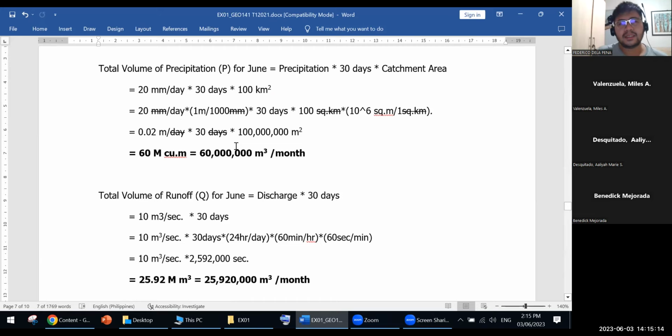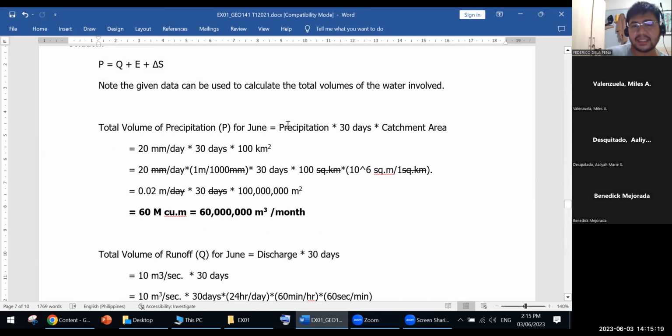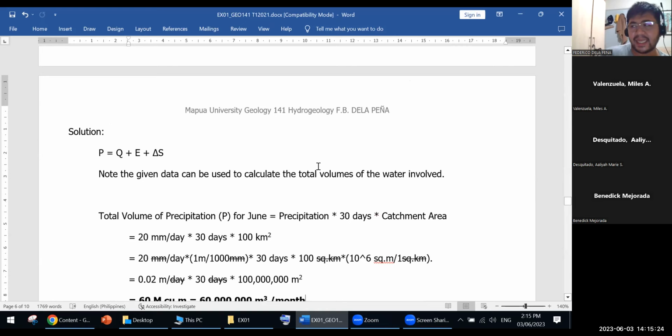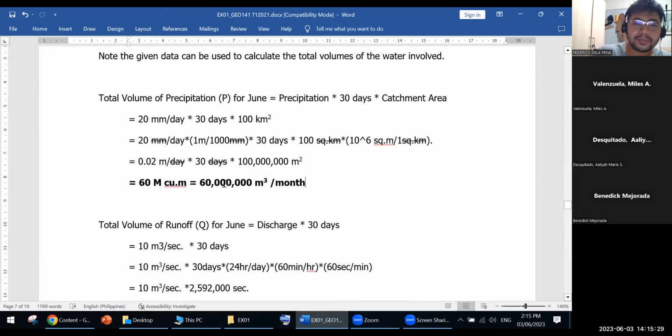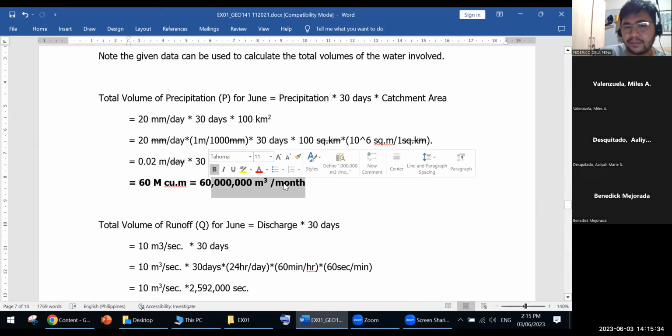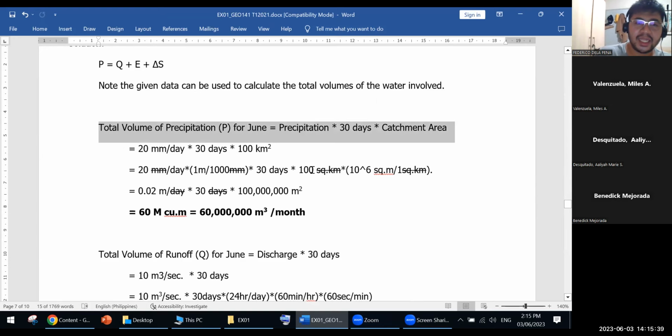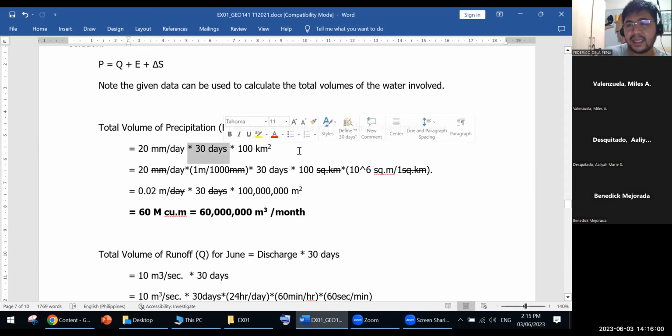And all right, so let's try to more or less standardize all the data in the same unit of measurement para ma-manipulate natin siya. So we can all convert them into cubic meters per month, no, para more or less standard siya. Let's start with the total precipitation volume. And we can calculate that by multiplying the depth of the precipitation per day, which is 20 millimeters per day, by the area of the watershed, which is 100 square kilometers, by the period of time, which is 30 days.